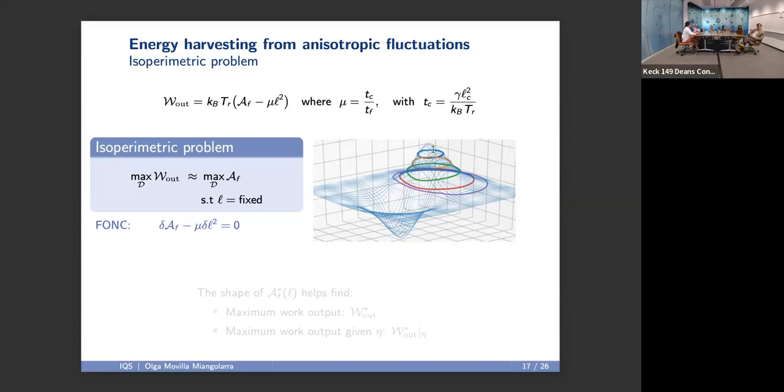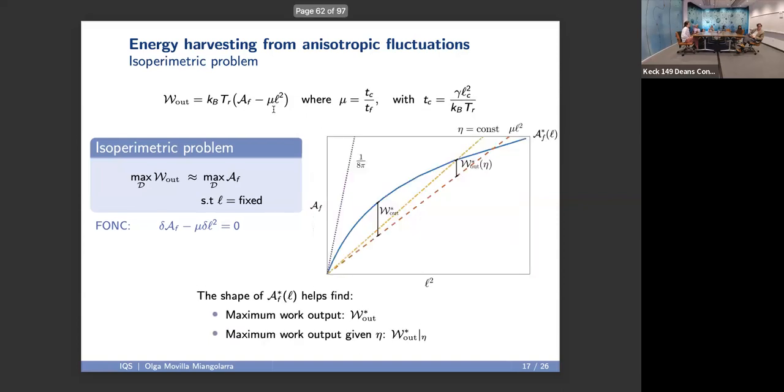Now, how can we use this to actually solve our problem of maximizing work output? We only want one curve, we don't want a family of them. So what we have to do is find the optimal length that maximizes this difference between the optimal areas and this mu times length squared. This can be clearly seen in this figure. Here we have plotted the solutions to our isoperimetric problem for different fixed lengths. This blue line is the optimal areas for different fixed lengths.